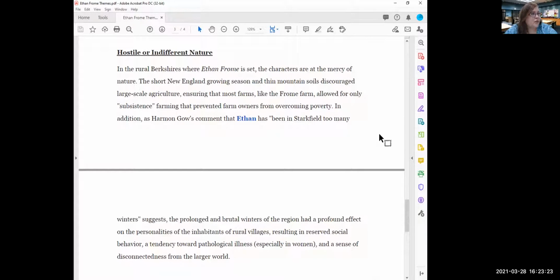In addition, as Harmon Gow's comment that Ethan has been in Starkfield too many winters suggests, the prolonged and brutal winters of the region had a profound effect on the personalities of the inhabitants of rural villages, resulting in reserved social behavior, a tendency toward pathological illness, especially in women, and a sense of disconnectedness from the larger world. So if I were going to choose this hostile or indifferent nature, I might want to write about climate change and maybe what happened in Texas and the number of hurricanes and things.